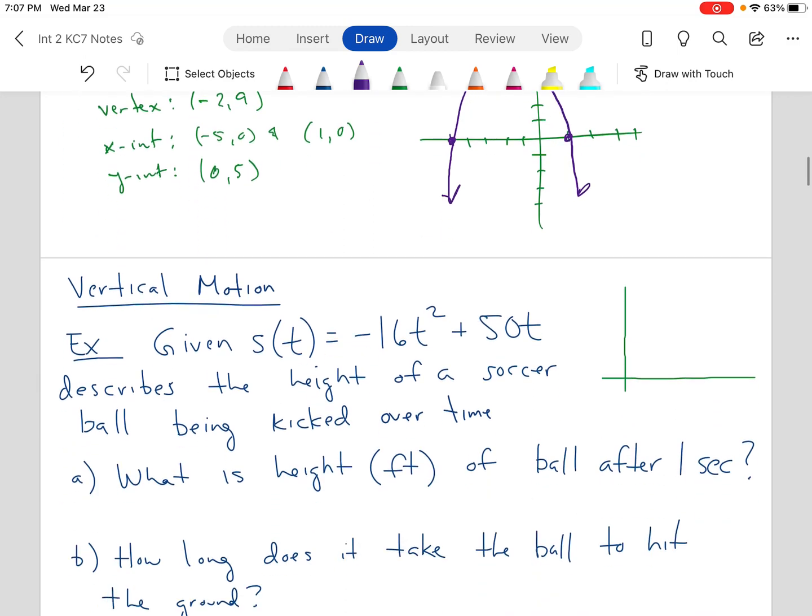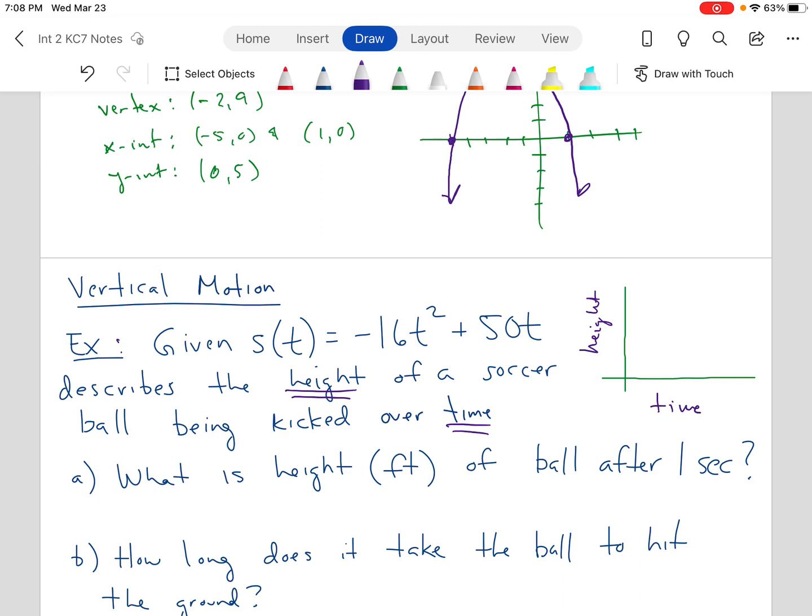All right, now vertical motion is real world situations, okay? So I have an example here. It says, given s of t is equal to negative 16t squared plus 50t, describe the height of a soccer ball being kicked over time. So you're talking about the height and time. So I have a graph here. My time is always independent, so that's here. And my height is dependent, so that's here because that's my y.